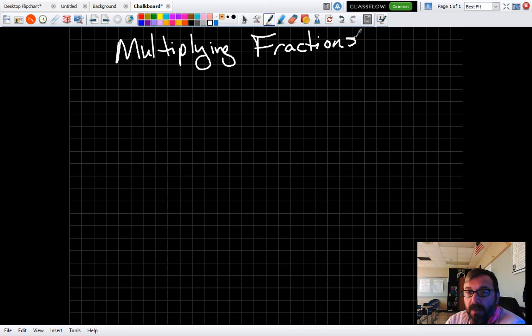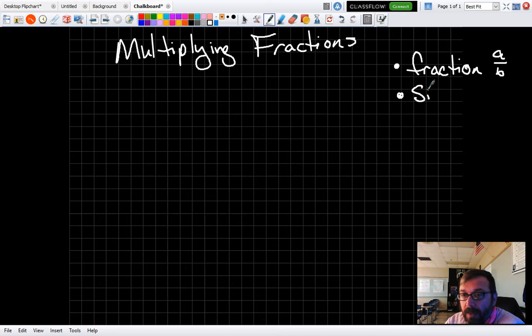Now, when we multiply fractions, there's a couple steps we have to remember. First thing is everything must be in true fraction form. That means everything must be represented as A over B. I can't have any mixed numbers in this. The second thing is I want to simplify any fractions that I can. The smaller the numbers are that I work with, the better and easier life will be.